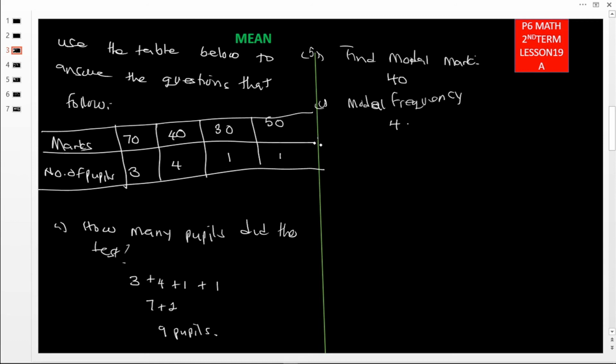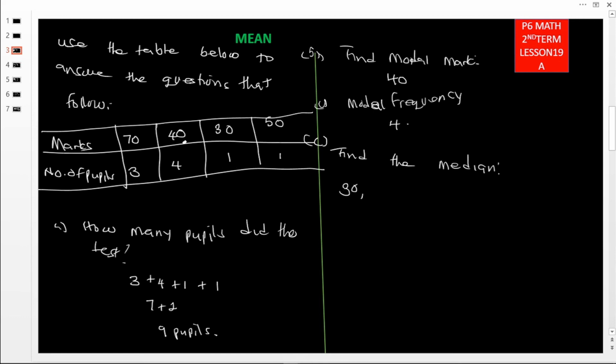Then part C here, they are telling us to find the median. So to find the median, remember we said we are finding the middle number. As we are finding the median, we are not taking 70, 40, 30, 50. No. Why? Because 70 appeared 3 times. So we are going to start with the smallest number, which was 30. And how many 30s were here? We had only 1 30.